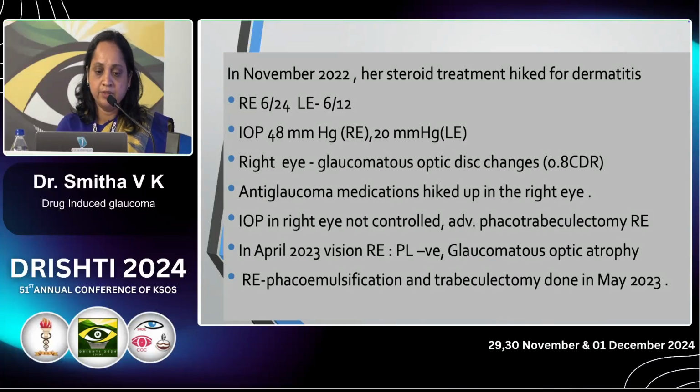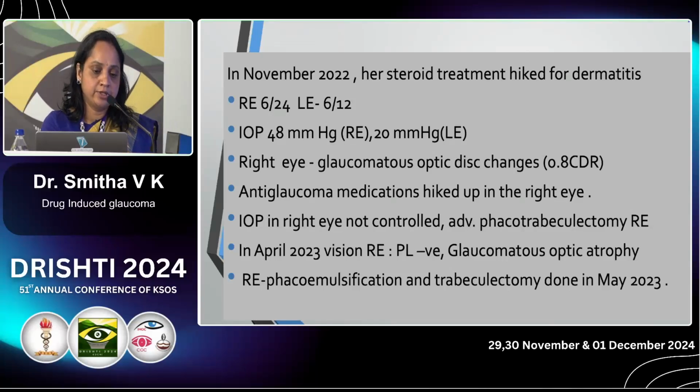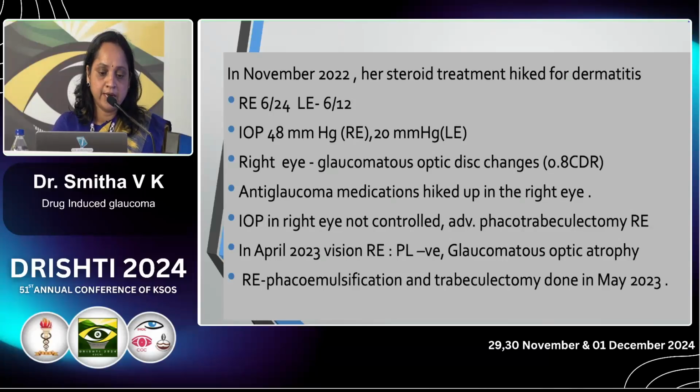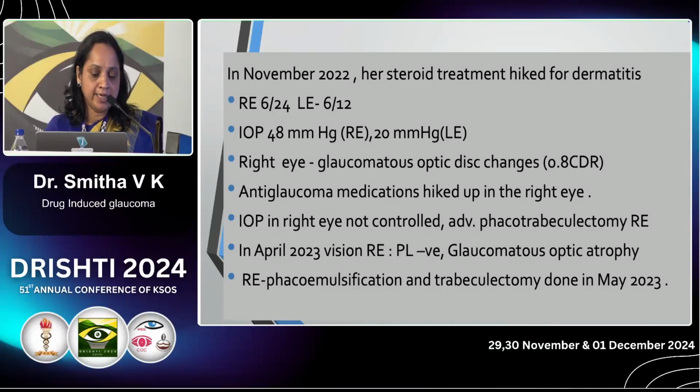And in November 2022, since her steroid treatment was high, her vision in the right eye decreased to 6/24 and her IOP was 48 millimeter mercury in the right eye with glaucomatous optic disc changes in the right eye. Her anti-glaucoma medications were high, but she was not getting controlled, and so phacotrap was advised.